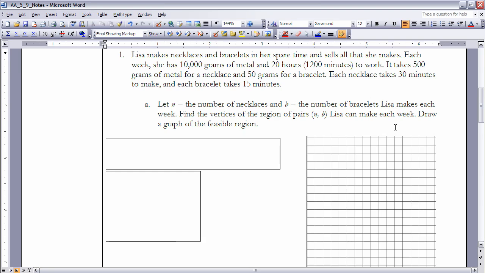It says let n equal the number of necklaces and b equal the number of bracelets. That's the first thing we need to do, assign our variables to the things we're trying to find. We need to find the vertices of the regions, the n, b pairs Lisa can make each week, and draw a graph of the feasible region. So n is going to be my x value, b is going to be my y value. Before we can draw that graph, we need to come up with a system of inequalities to graph to get that feasible region. That's our first step here.